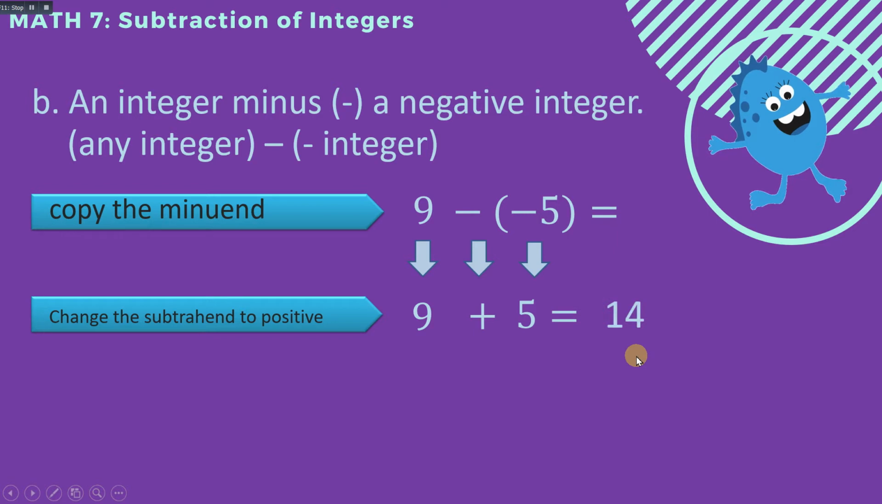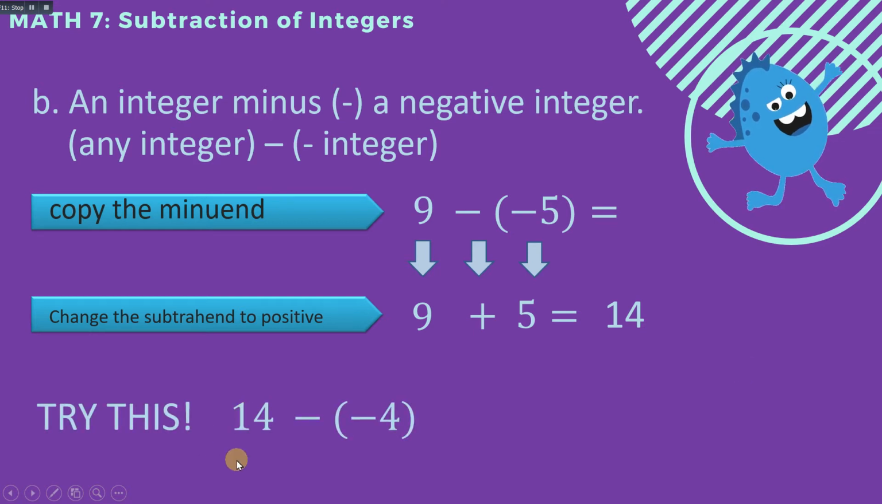Try this one. Positive 14 minus negative 4. What would be your answer? That is positive 18. Did you get it right?